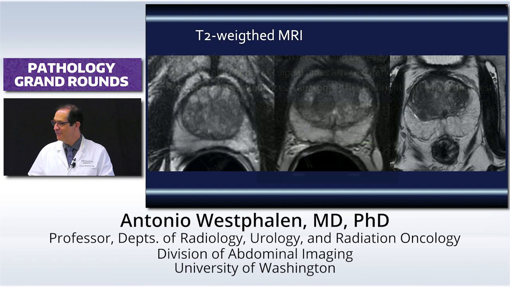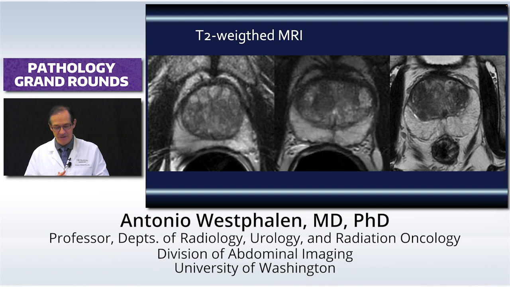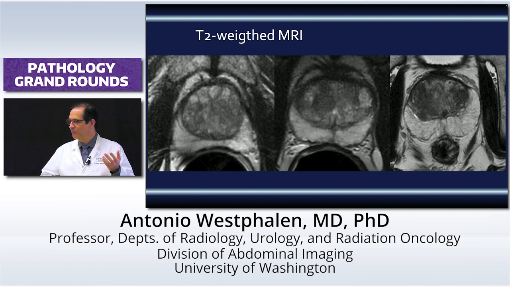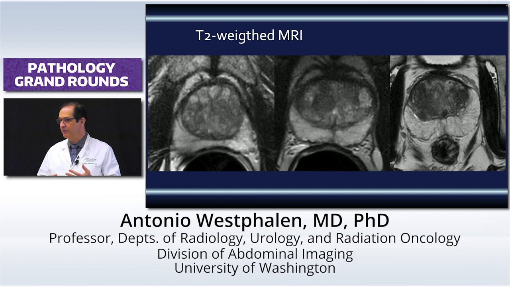But this is what we get out of a T2-weighted image. So three different patients, three different prostates, two of them acquired with a transrectal coil, the first two, and then one without it. We can see, and I did it on purpose, that the quality of the images without the rectal coil today is very good. We don't really need this anymore.